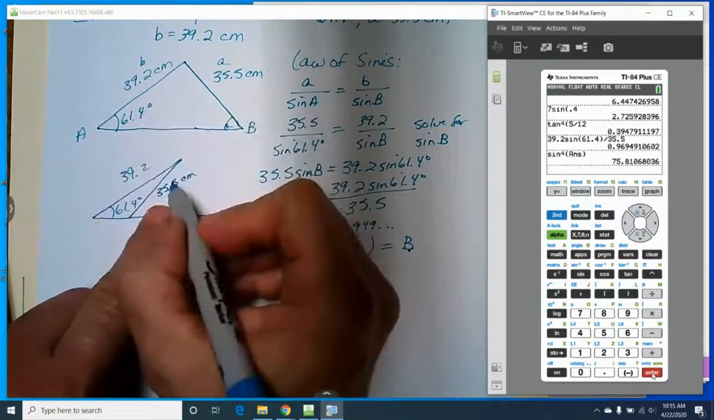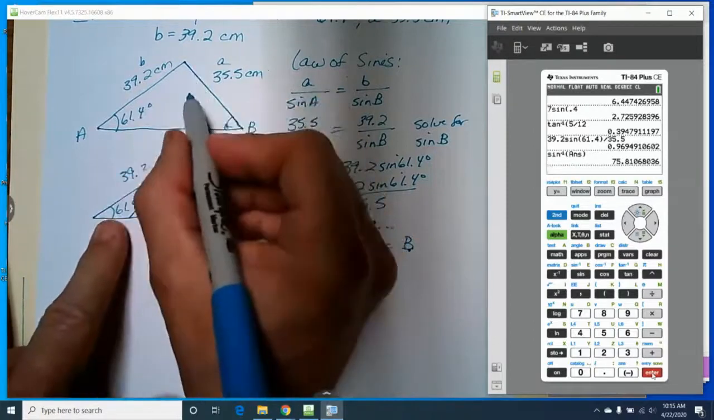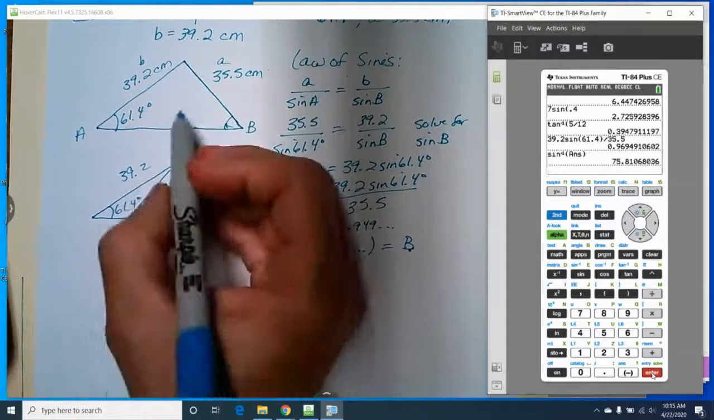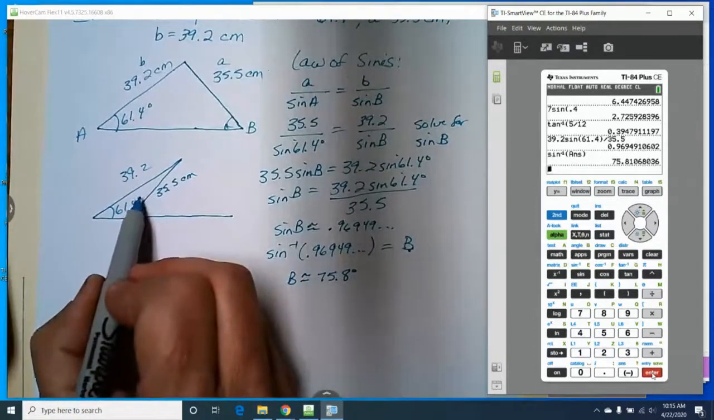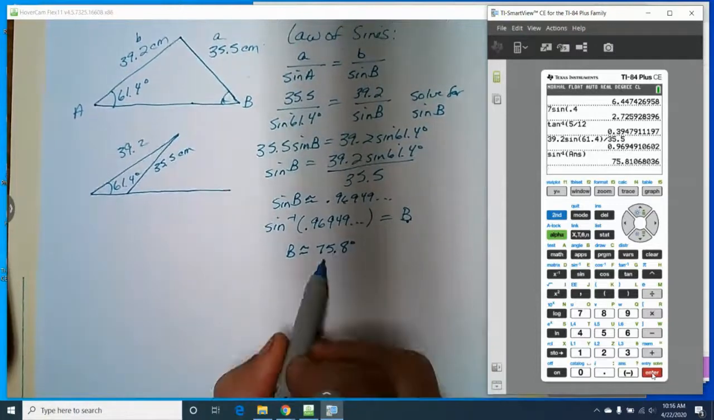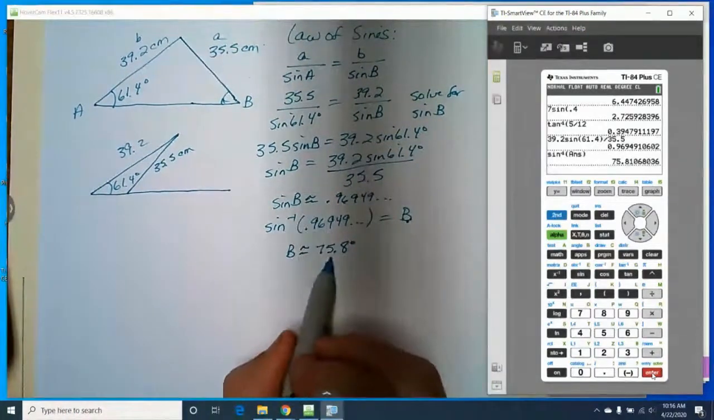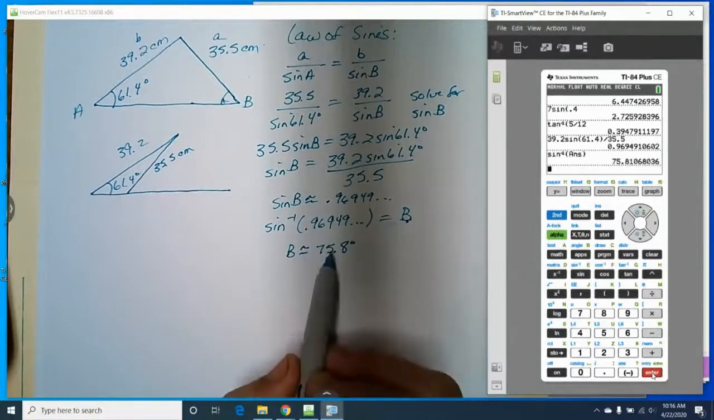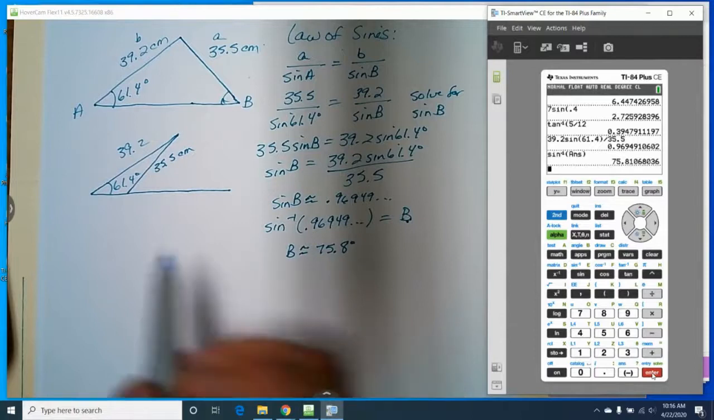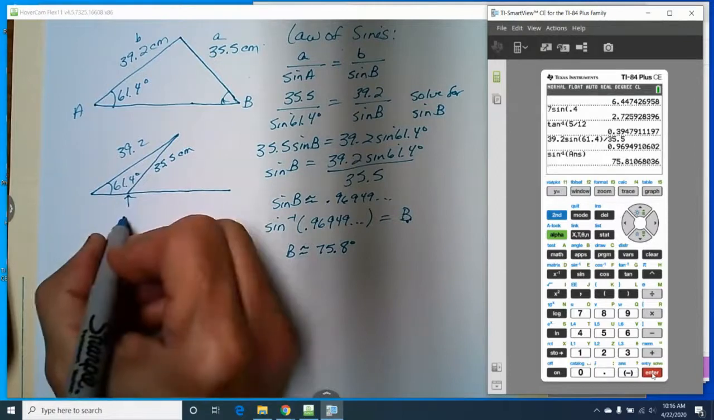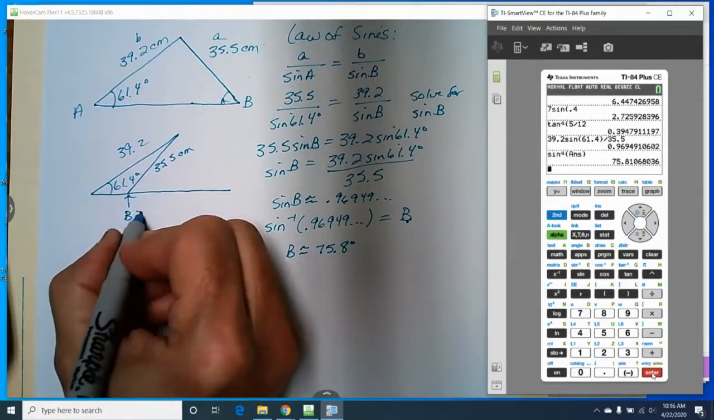If that happens, then we would have two possible triangles. We'd have this one the way I drew it originally, and we'd have this one. So we need to check and see whether this triangle is possible or not. The B turned out to be 75.8, but the reason that it's possible to have two triangles is that for this, we solved and got a first quadrant angle, so we got something less than 90 degrees. If we had a second triangle like this, our B would be something greater than 90 degrees.